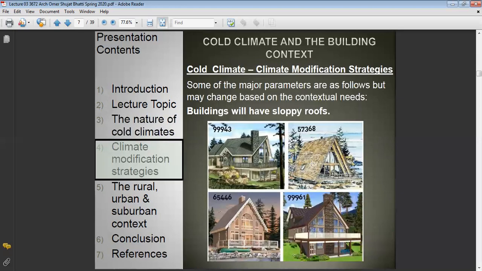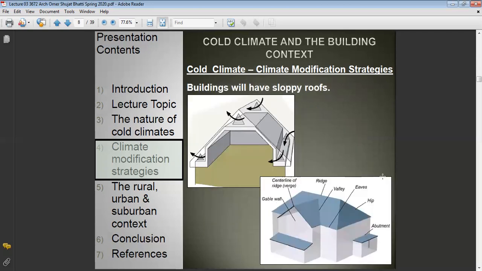Some of the major parameters devised in the climate modification strategies is for buildings to have sloped roofs. Now, why do we have sloped roofs? The basic reason is to let the snow and the rain trickle down, so they do not accumulate on the roof, because accumulation of water through rain, precipitation, or of snow is going to increase the weight of the rooftop, and hence may lead to collapse or some other issues.